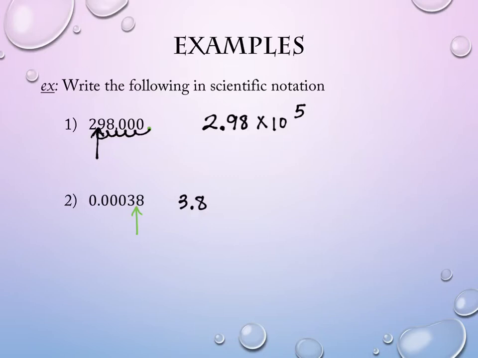And I actually see the decimal this time, right? So I can count how many moves I make. 1, 2, 3, 4. So it's times 10 to the 4th. Is the decimal that I started with, the original value, small or big? Small. So my exponent will be negative. Okay? Big numbers, positive exponents, small numbers, negative exponents. So that's how we move from standard notation into scientific notation.